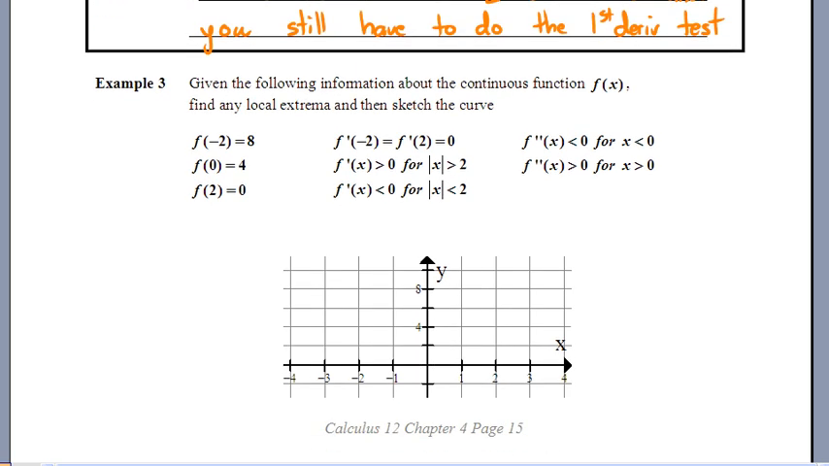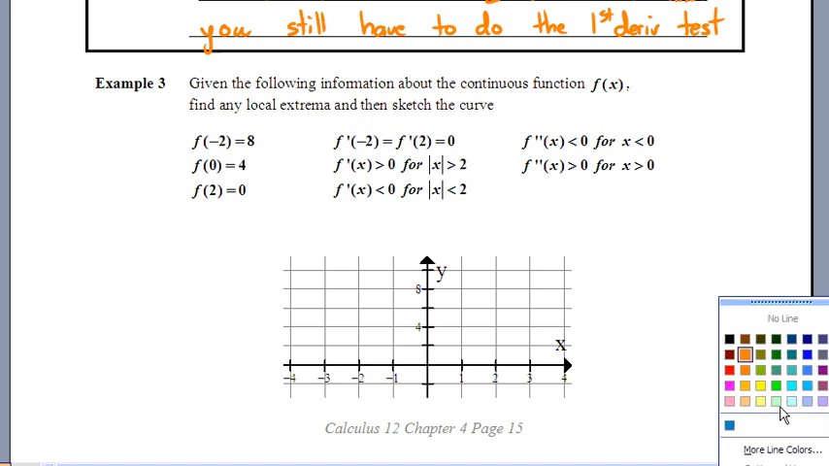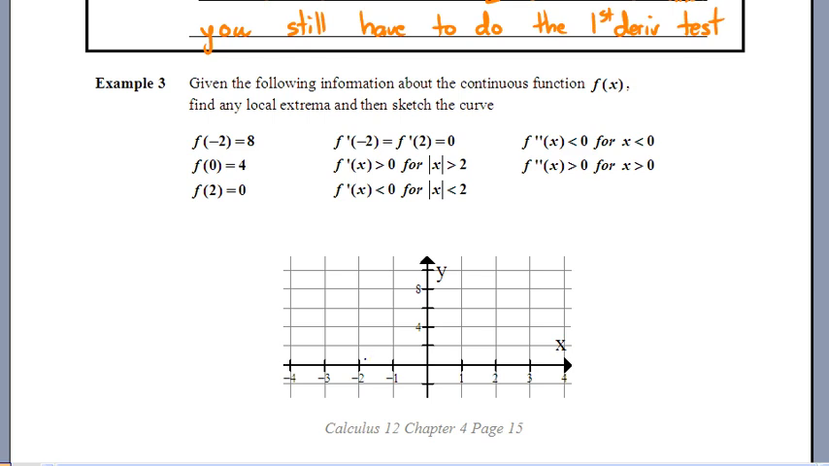Number 3, it says, given the following information about the continuous function. Okay, so it's beautifully connected the whole time. Find any local extremes and sketch the curve. What do we have? Well, the first column of stuff is information about y values, and they've given us a couple. F at -2 is equal to 8. Okay, I'm going to put that in. F at 0 is equal to 4, and F at 2 is equal to 0.